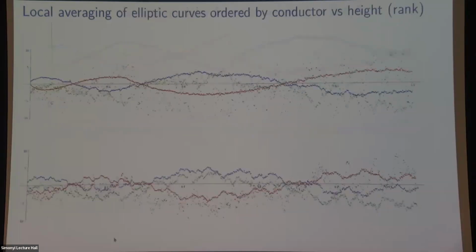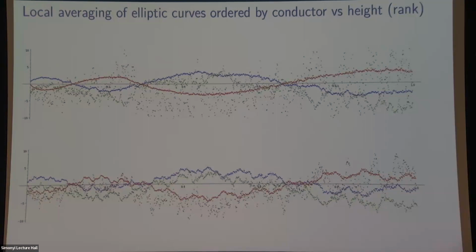Sorry, okay, you're going to explain the relation of those to the next one? The next curve, yeah, that's Nina's curve.